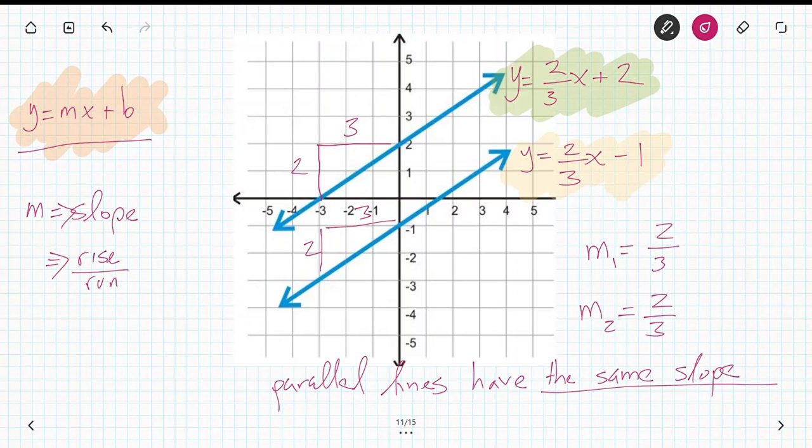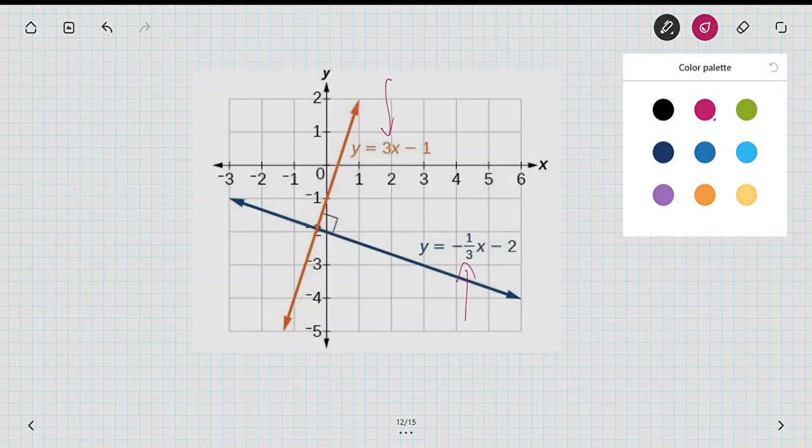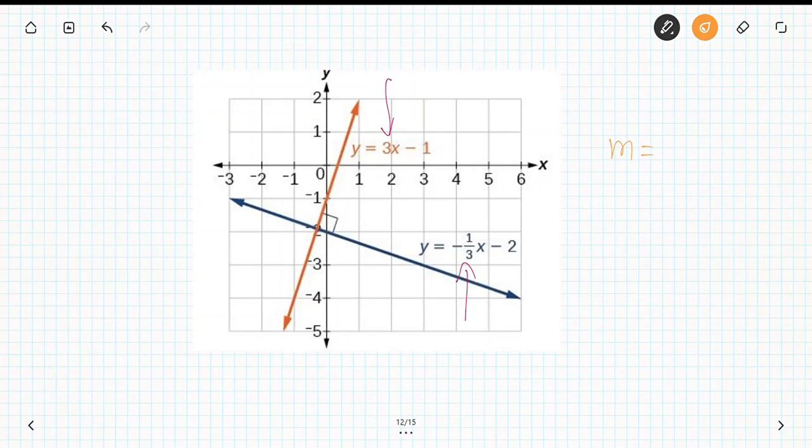So let's continue onwards, because we also have another type of line, which are called perpendicular lines. Look at the slopes. For this slope, it's 3, and for this slope it's -1 over 3. So what happened? The slope of the yellow line is going to be 3 over 1, obviously. The slope of the blue line is going to be -1 over 3. The places switched. The numerator went to the denominator and the denominator went to the numerator, and also the sign changed.